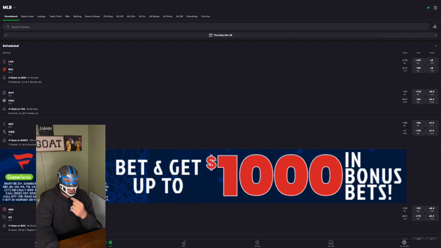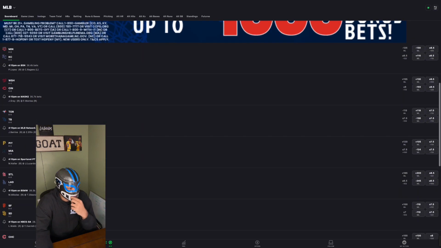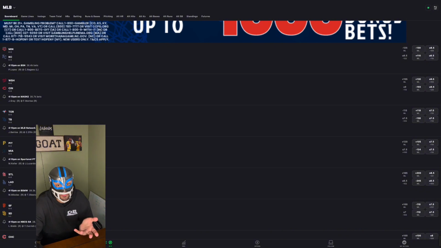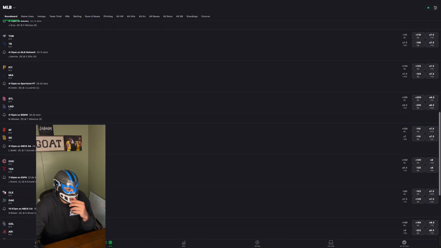Something I've learned over the years is I really wanted to look for this right here, okay? Let me show you. It's going to be hard to explain. So you see how Washington is plus 155 here? Do you see how now it's plus 130? So the line opened up here, but people are betting that line, and it's moving towards being even money. It's not even, but it's moving towards it. Get what I'm saying?